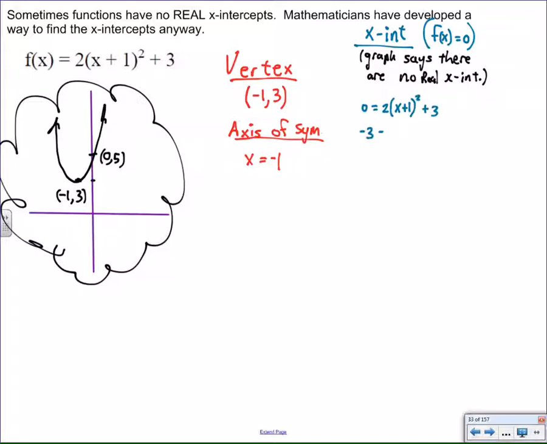We start with the equation where we're looking for x-intercepts. Again, we're trying to find out what values of x make the function equal to 0. The answer is there are no real numbers for x that make the equation 0, but let's find out what happens anyway. We're going to subtract 3 from both sides and get -3 equals 2 times the quantity x plus 1 squared on the right. Then we're going to divide both sides by 2, and this time I went decimals, so we got -1.5 equals (x plus 1) squared. The question here is, if I'm going to take the square root of both sides, how do I deal with this square root of -1.5?